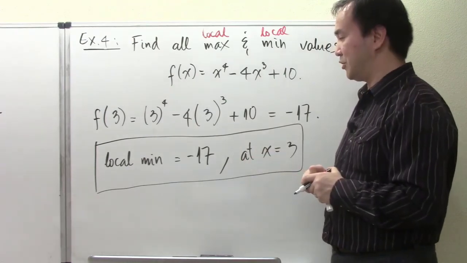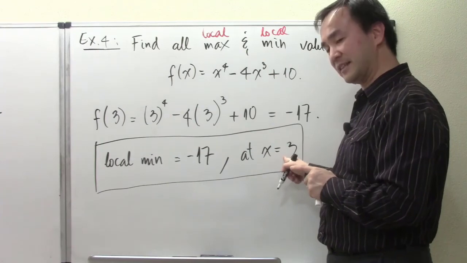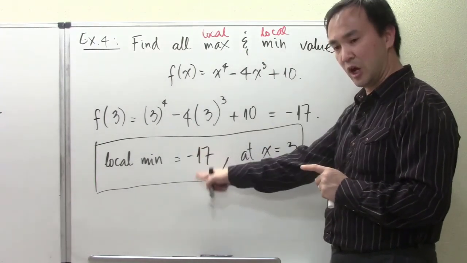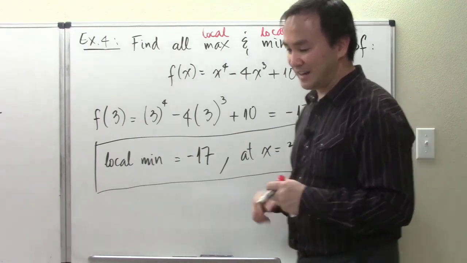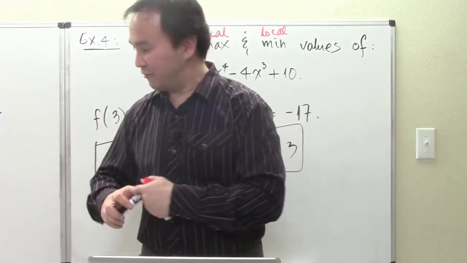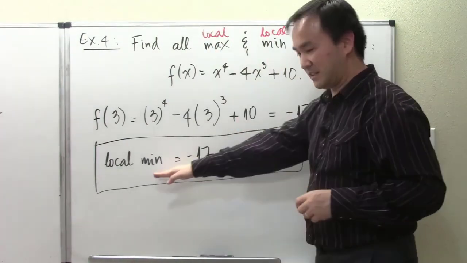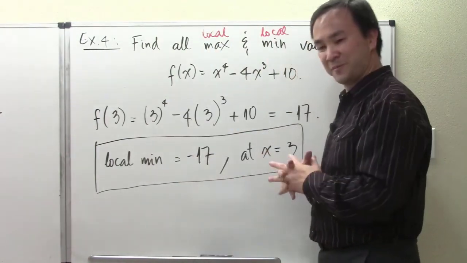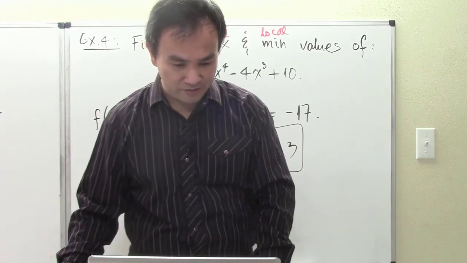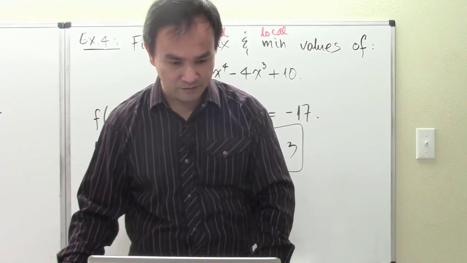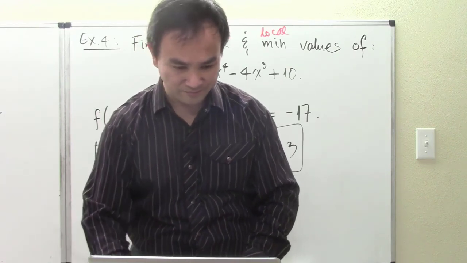So no maximum. There's a local minimum at x equals 3, and it gets down to as low as negative 17. And that's how we find all local maximum and minimum values of this function. Now let me quickly prepare my computer screen to show everybody the graph of the function that we just worked with.